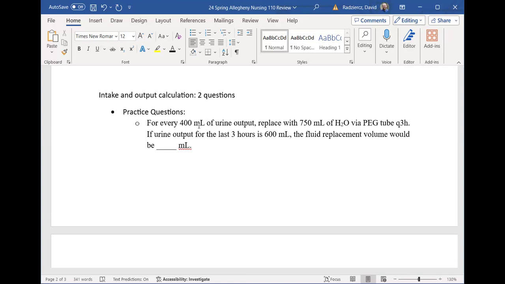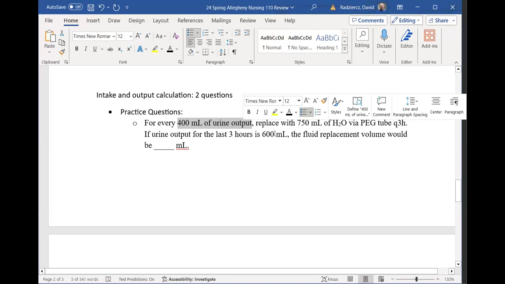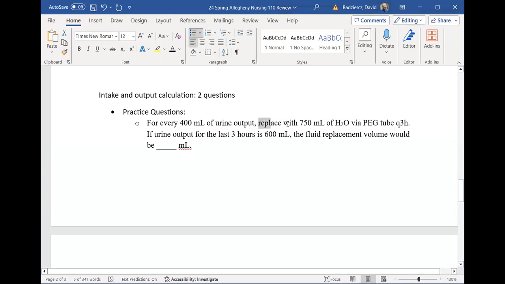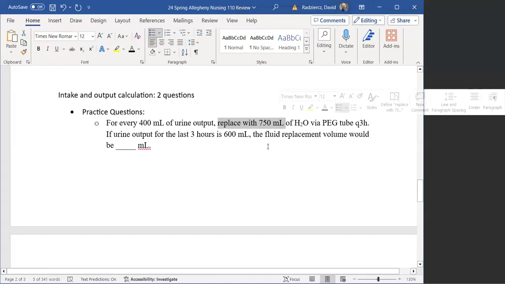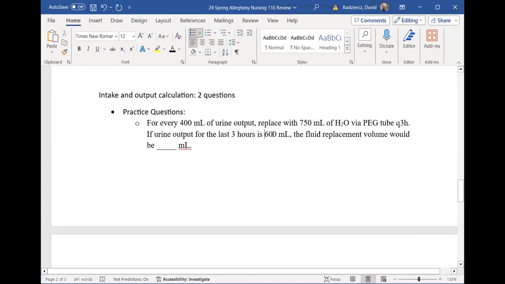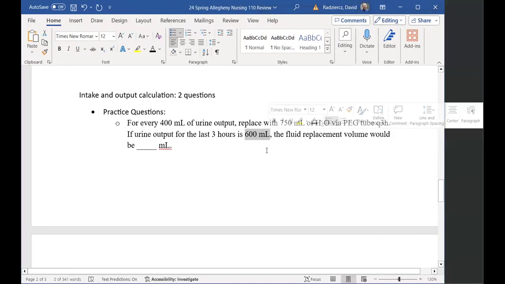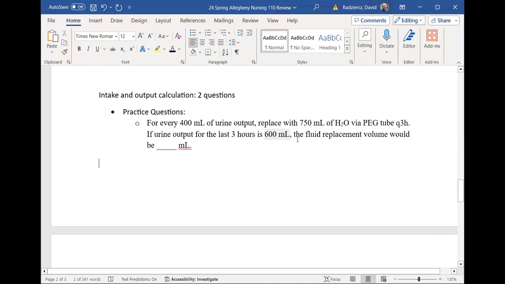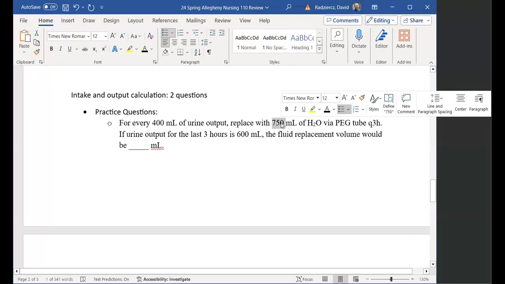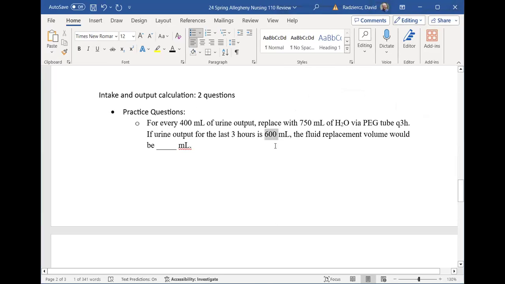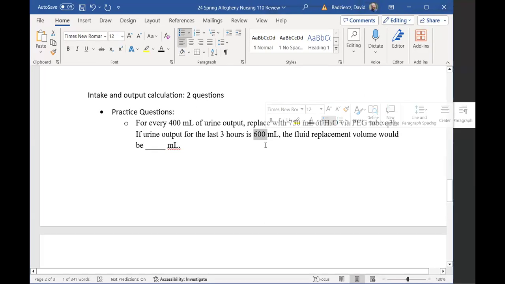So I'm using big numbers. I don't know if that's, like I said, an appropriate thing or not. So we have 3 things relative to urine. We have an expected urine output. We have a replacement volume. Okay. And then we have an actual urine output. Okay. So expected, then we have replacement, and then we have the actual urine output.